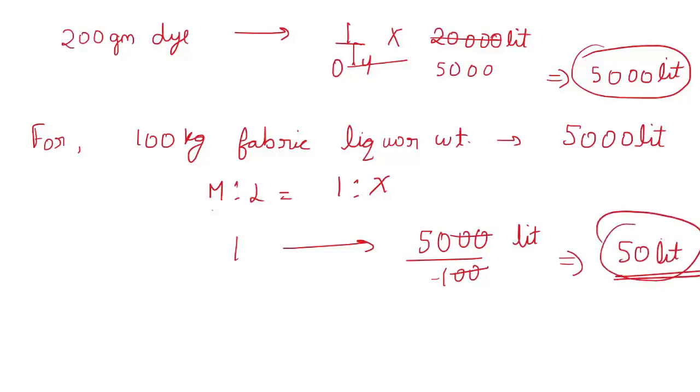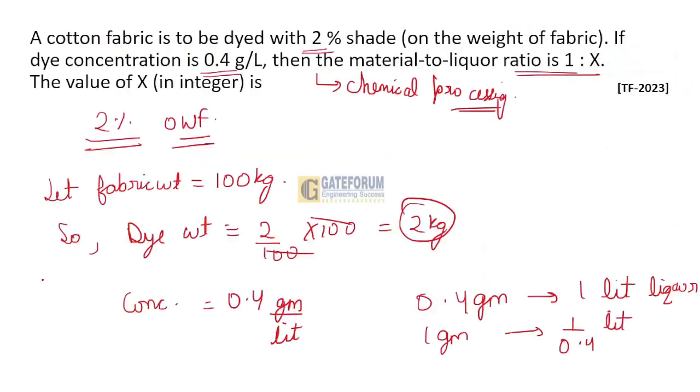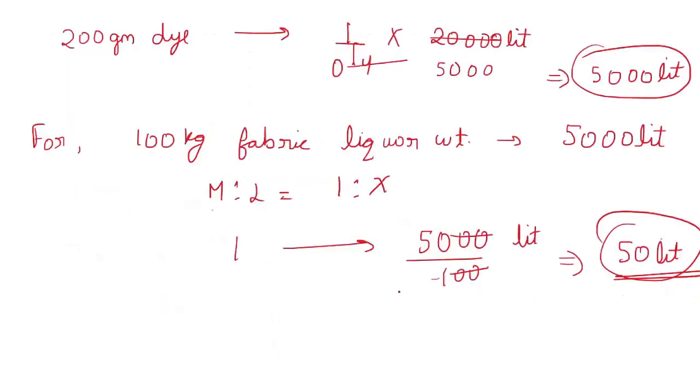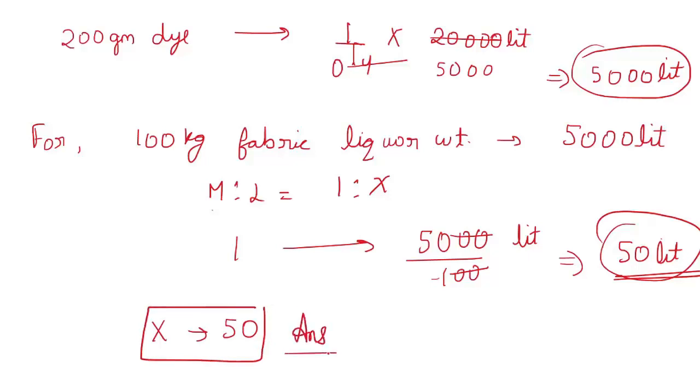So what we have to calculate in this question was the value of x in integer. The value of x is basically the liquor, so x is basically 50. This is the right answer. So you have to calculate it accordingly. I think it is clear.